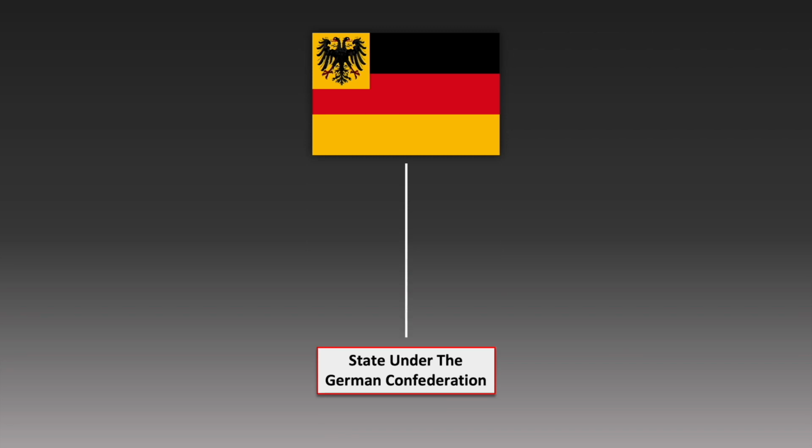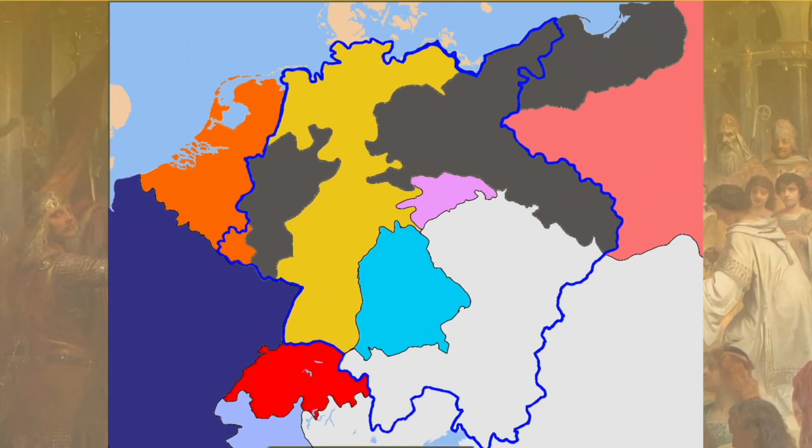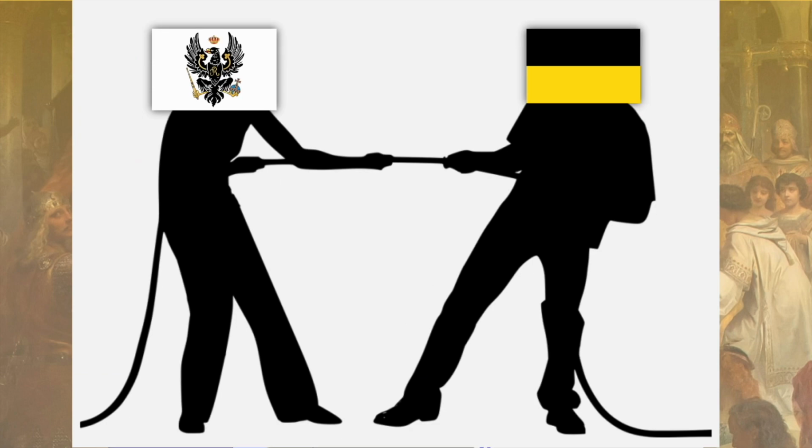The German Confederation's government had very low control over a state under the German Confederation. The two main powers in the German Confederation were the Austrian Empire and the Kingdom of Prussia. The existence of the empire essentially became a tug-of-war between the two powers over dominance in the Confederation.